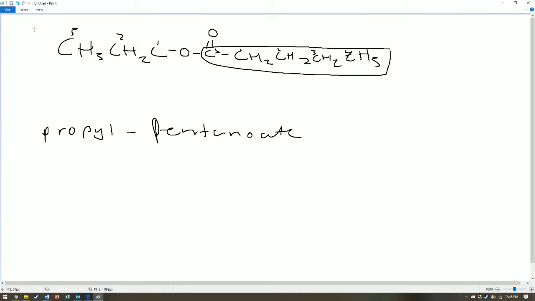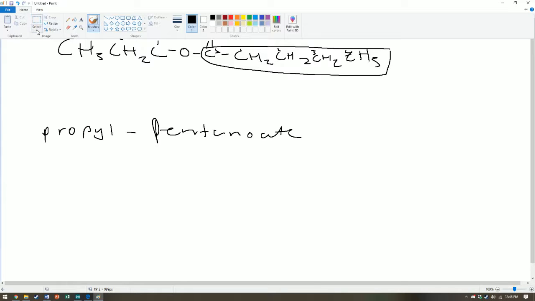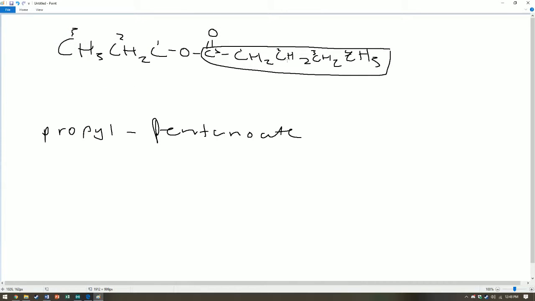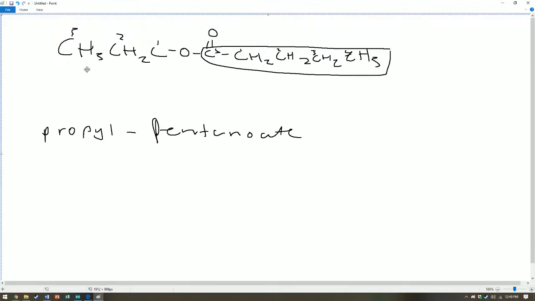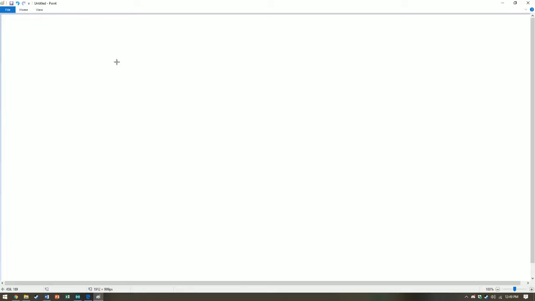So that's how you name esters. It's only esters that have this weird naming convention, and it comes from the condensation reaction of this being the old carboxylic acid, this being the old alcohol. So we name it according to that.